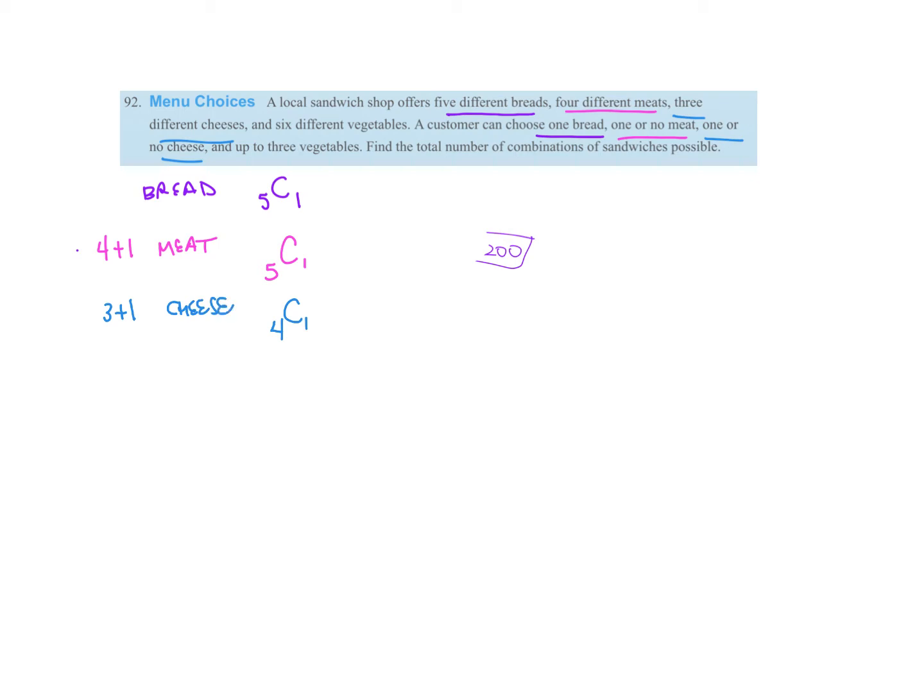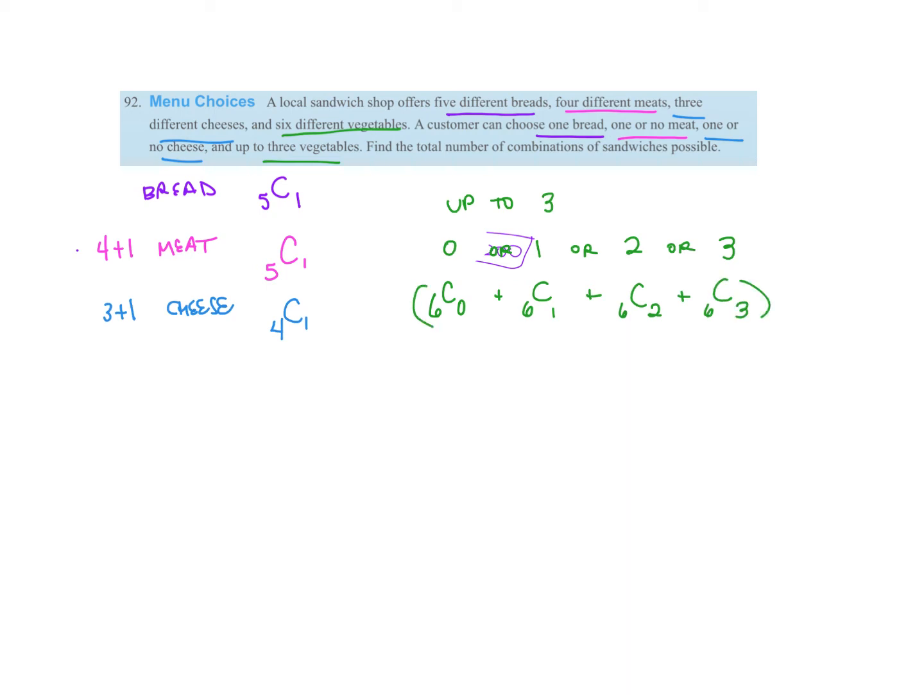Then someone could choose up to 3 vegetables. So that means someone can choose 0 or 1 vegetable or 2 vegetables or 3 vegetables. And so then we have to represent those choices as well. So there are 6 total vegetables. So someone could choose 0 out of those 6 vegetables, or someone can choose 1, or someone can choose 2, or someone can choose 3.